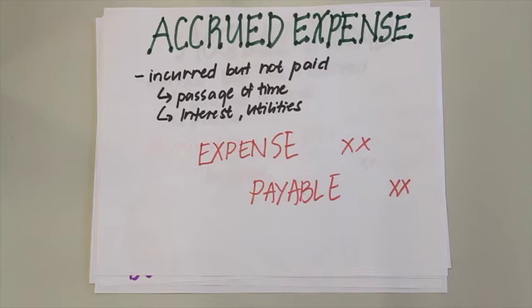Accrued expenses are those that have been incurred but not yet paid. This may also occur through passage of time. Interest can also fall under accrued expenses. Another example would be utilities, such as water or electricity expenses, which are typically expenses paid at the end of the month after incurring them. The pro forma entry would be simply to debit an expense for the amount incurred and a credit to payable since you have an outstanding liability.